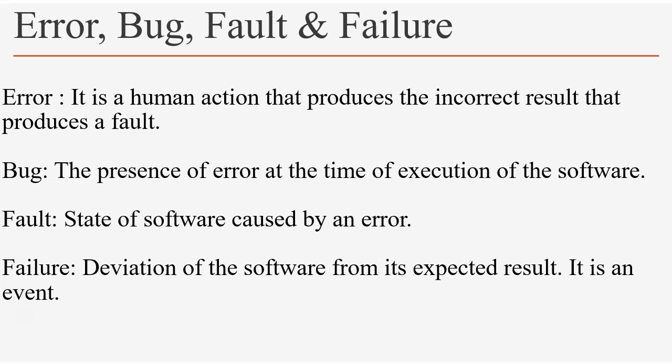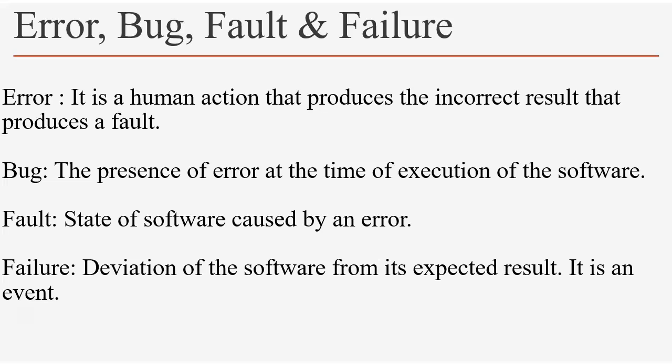So what is an error? It is a human action that produces an error in the software. We can say it is because of some human misunderstanding or human negligence that we get some deviation from what we expect. That is called an error. Bug: the presence of an error at the time of execution of the software. When we execute the software, we get a bug because of the errors.